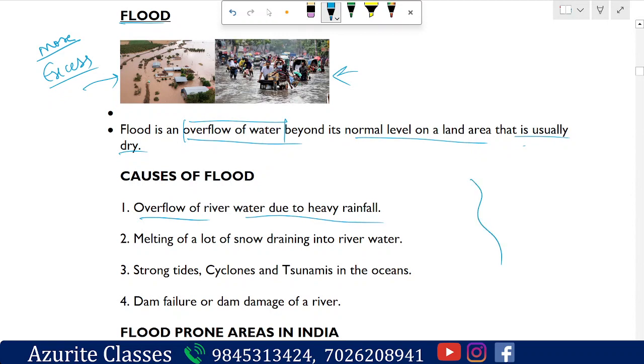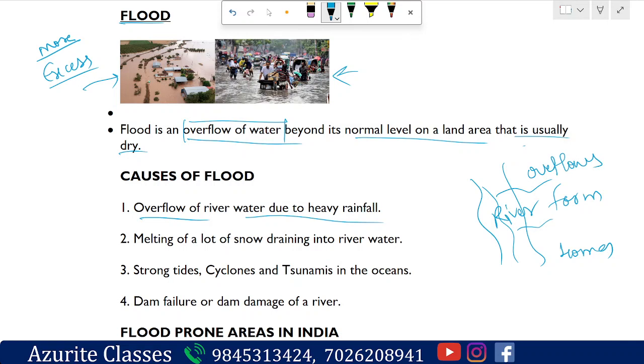If there is a river, there are farmlands, homes, everything will be there. If this river overflows, what will happen? The water will come inside the land. That causes the flood, right? So how will the water increase?